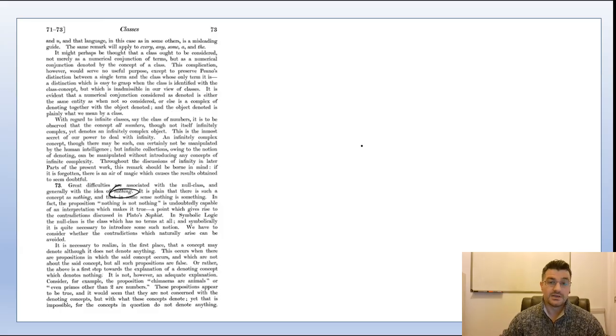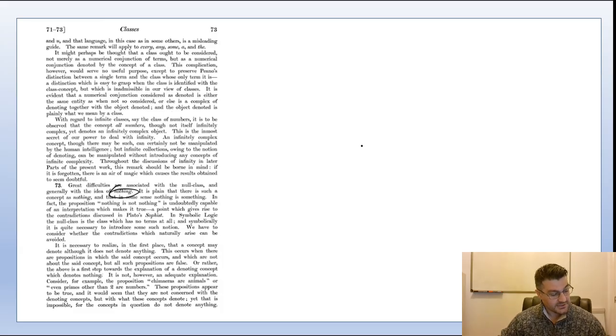So even though we're looking at things here from a philosophical perspective, and the conclusion that he's going to arrive at, spoiler alert, is that the null class doesn't exist, he does agree that from a symbolic perspective, we do need something to symbolize a null class, something that we call a null class. He does agree with that. We have to consider whether the contradictions which naturally arise can be avoided.